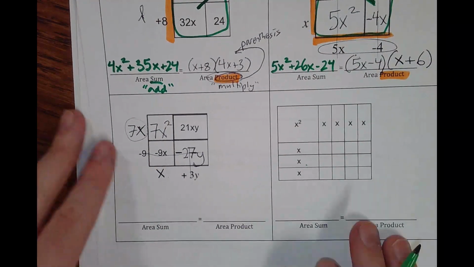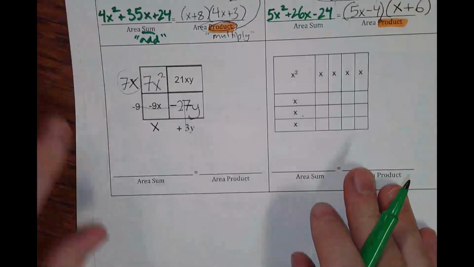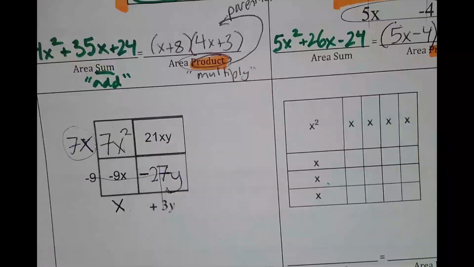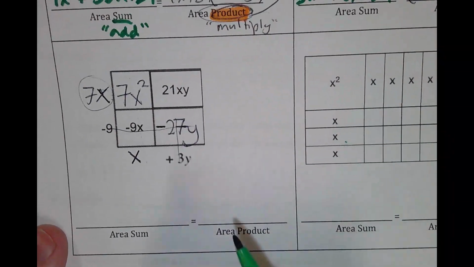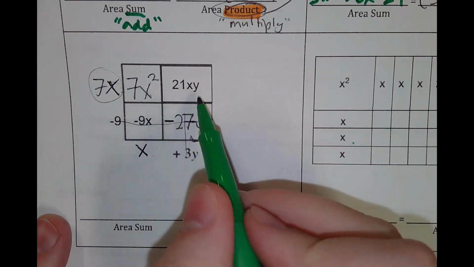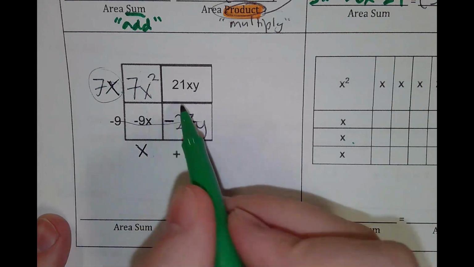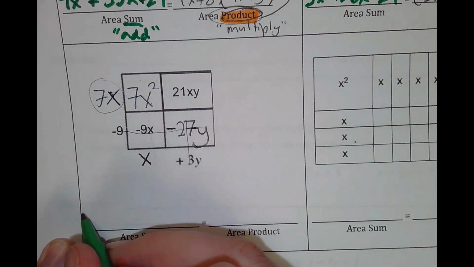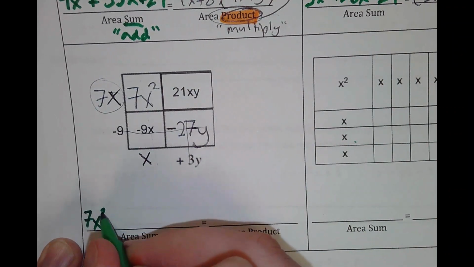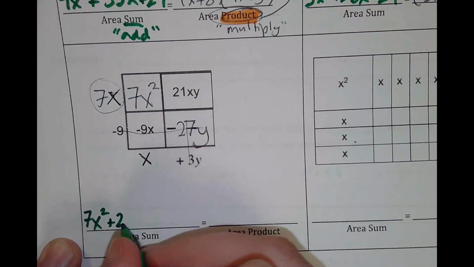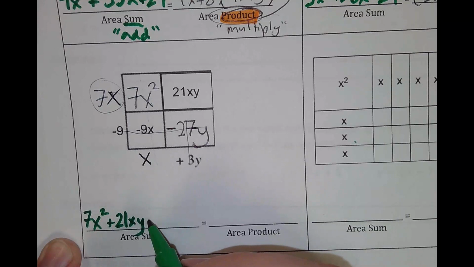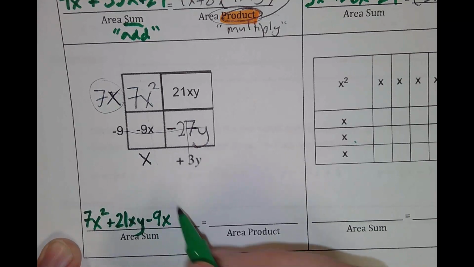Okay, let's fill out the area as a sum. I'm going to carefully do this so that we don't make any mistakes. All right, I'm going to notice there aren't any real like terms here. We have x squared, xy, we have the apples, we have the oranges. None of these things can we add together, so I'm just going to put them in an order that makes sense. The highest power I can put first. 7x squared plus 21xy. Then alphabetical order. Minus 9x and minus 27y.